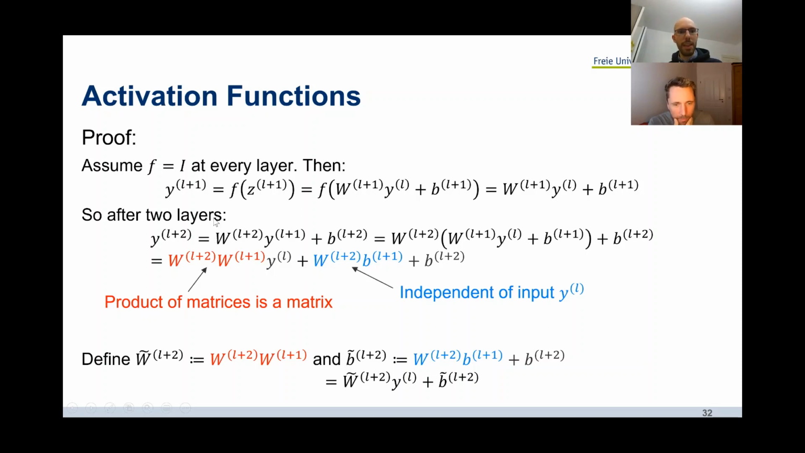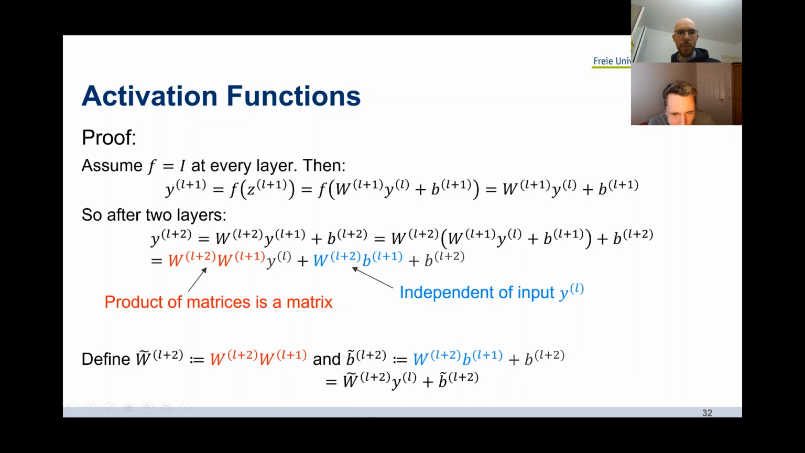And then for 2 layers, we do the same thing. So again, insert the definition for YL+1. Then we insert the definition for L+2, sorry. Then insert here the definition for YL+1. So that's the term over here. Then we separate this. And then you can see here we have a product of matrices, which is going to be a matrix. And here we have a product of our matrix with our bias, BL+1. And this is independent of input YL.